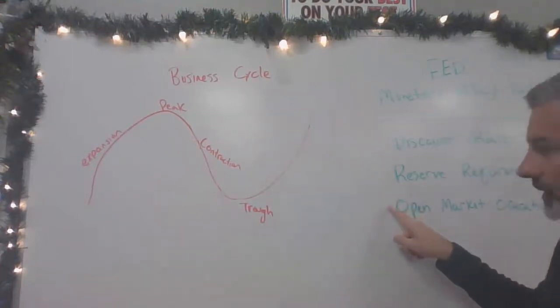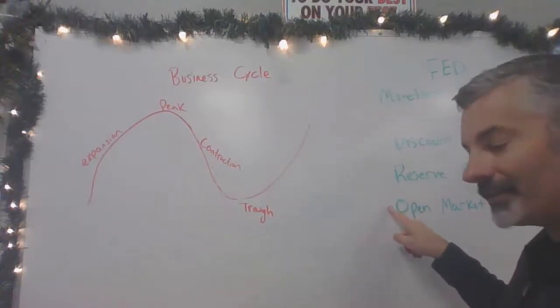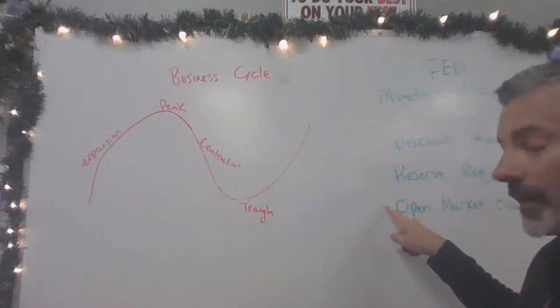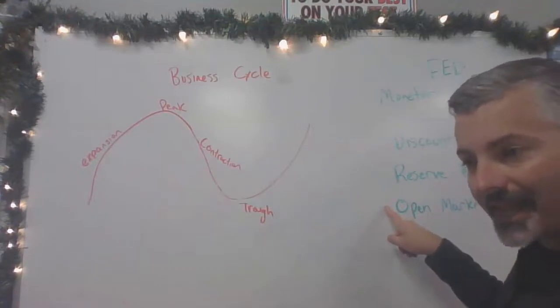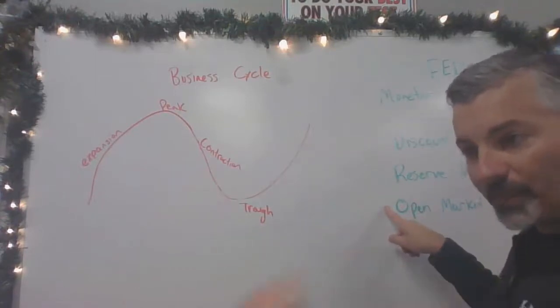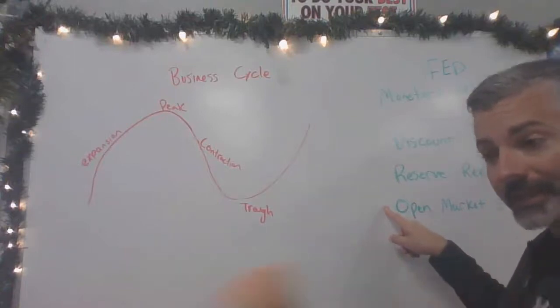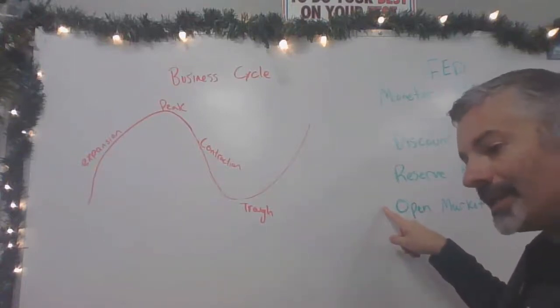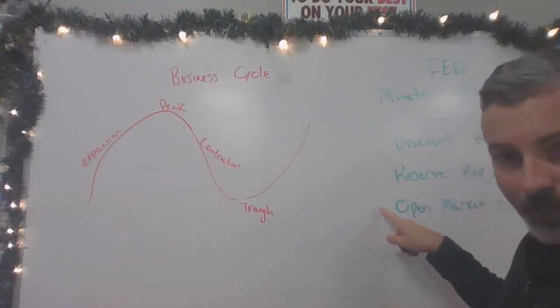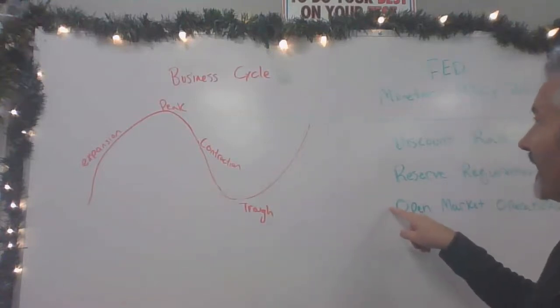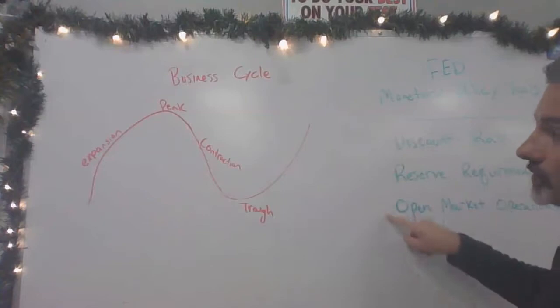And open market operations, all that means is the buying and selling of bonds. If the Federal Reserve buys bonds, that means they take bonds out of individuals' hands and put money in their hands, so they have more money. If they sell bonds, they sell a bond to individuals, and the individuals hand over their money and have a bond instead, so they're taking money out of the economy. So these are the three tools.